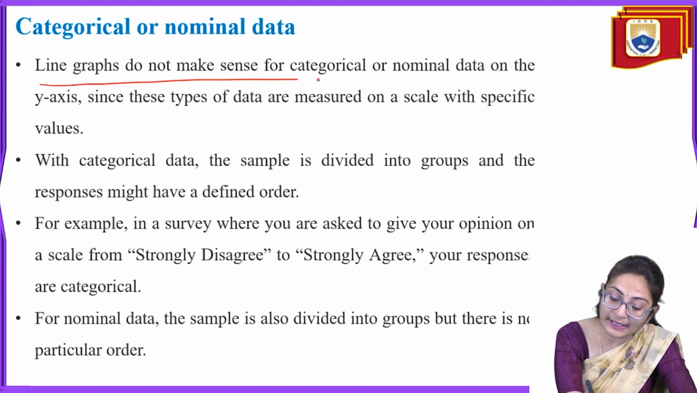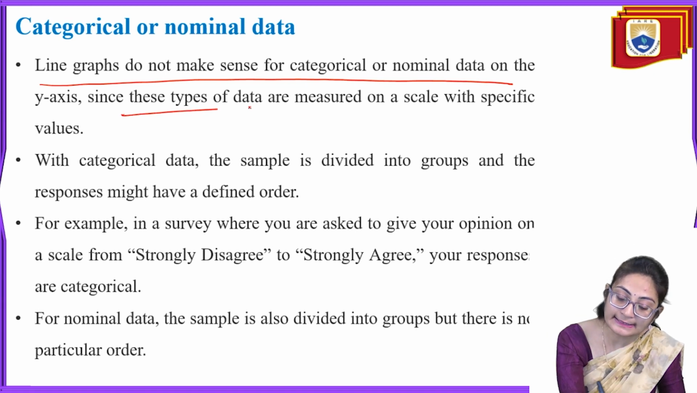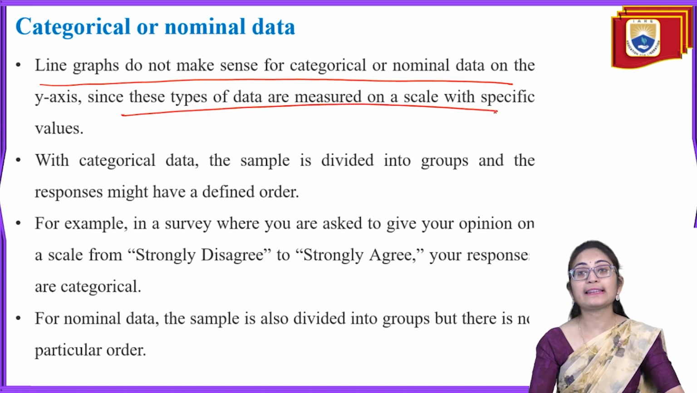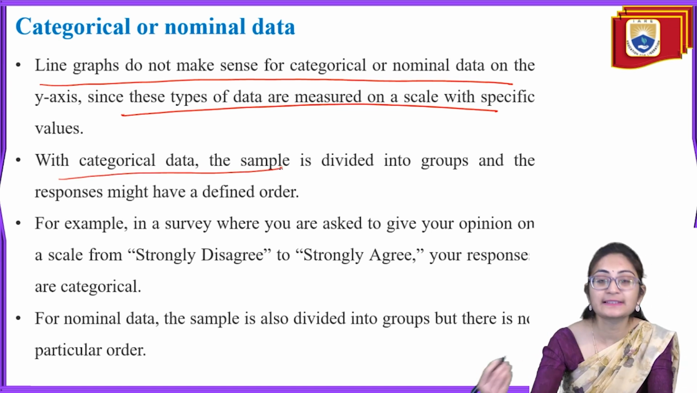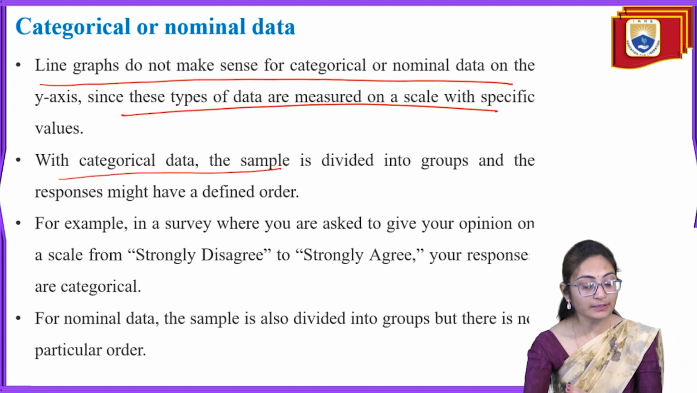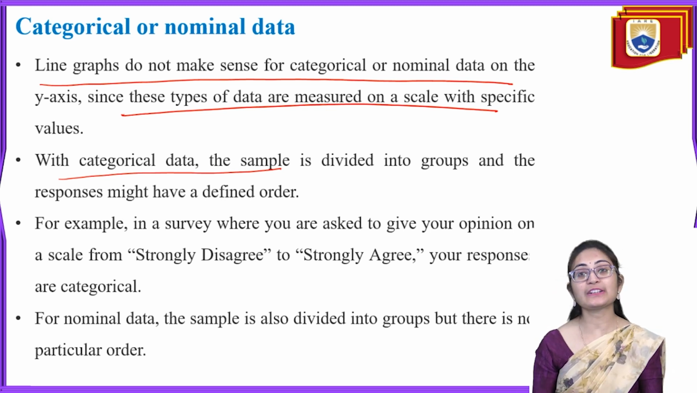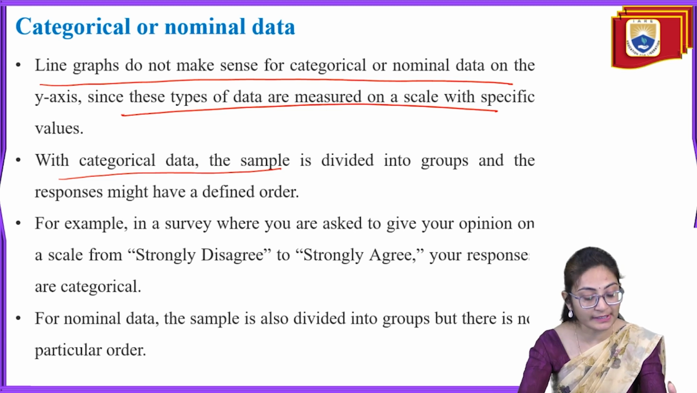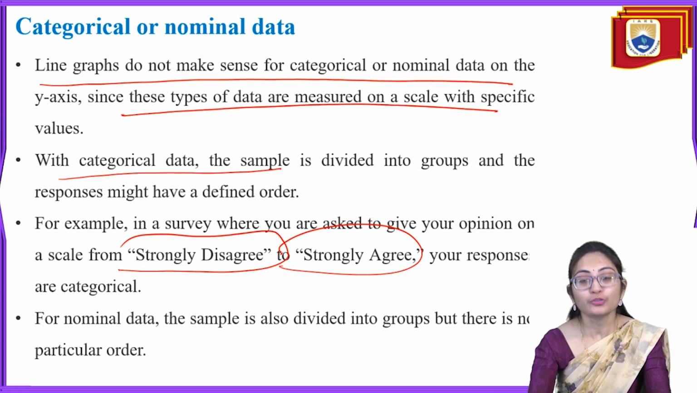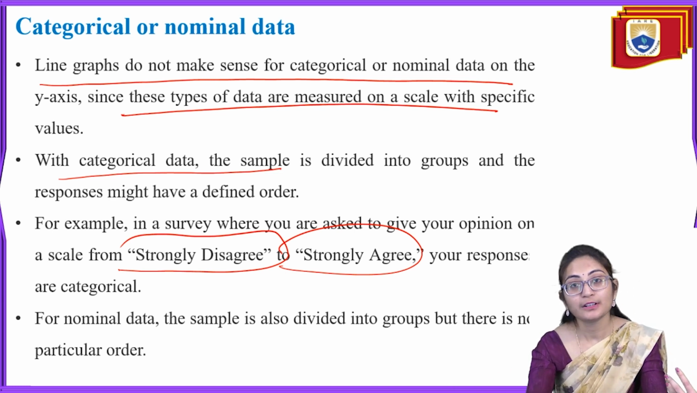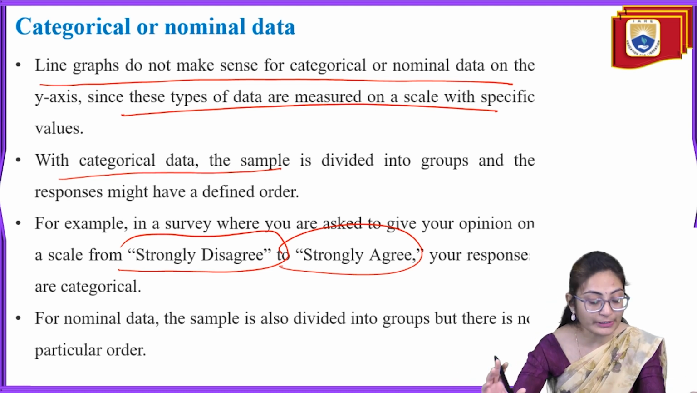Then categorical or nominal data. Line graphs do not make sense for categorical or nominal data on the y-axis, since these types of data are measured on a scale with specific values. With categorical data, the sample is divided into groups, and the responses might have a defined order. For example, in a survey, you are asked to give your opinion on a scale from strongly disagree to strongly agree. So your responses are categorical. Your response can change according to category.